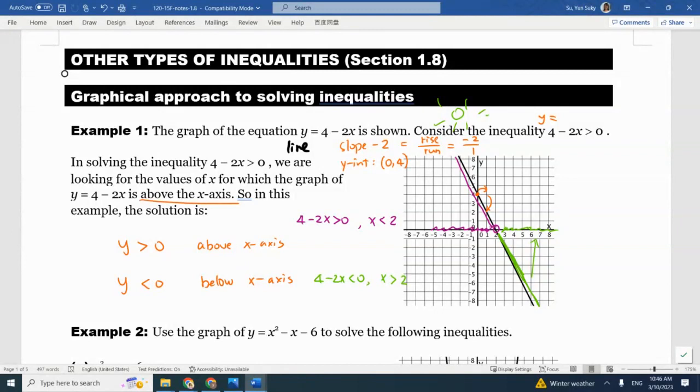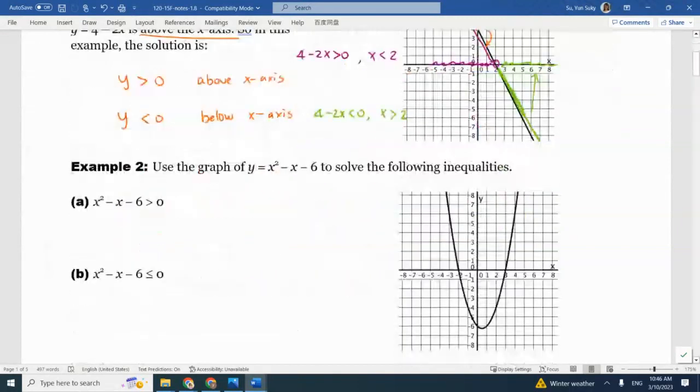So to find the x value, it's like you want to find the shadow. So this is above the x-axis. You find the shadow, oh, less than 2. You don't want to include the 2 because the y equal to 0. You want to have y less than 0 or greater than 0. So you don't include it. Similarly, here, your sun is right here, then you project, this is your shadow. So that's why x is greater than 2. And this method works for all the graph.